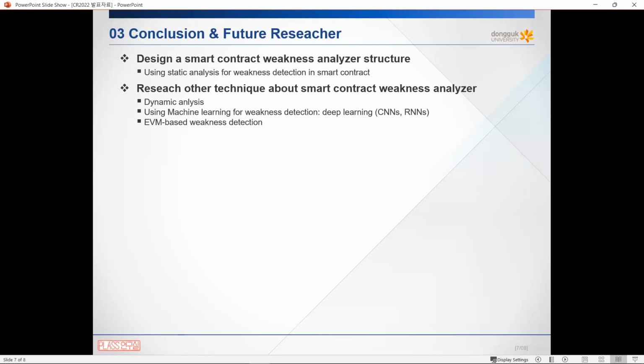In the future, we are going to research other techniques for vulnerability detection, such as dynamic analysis and using machine learning for vulnerability detection, or deep learning, and the Ethereum virtual machine based vulnerability detection.